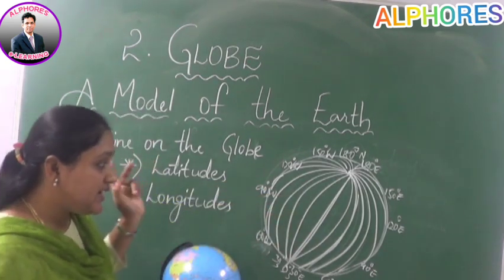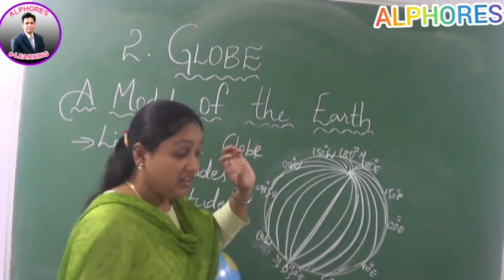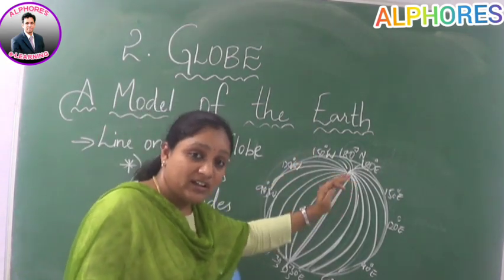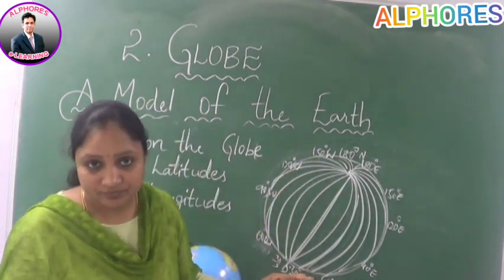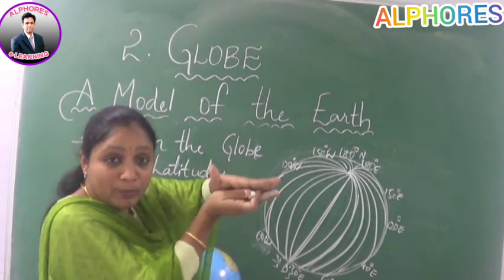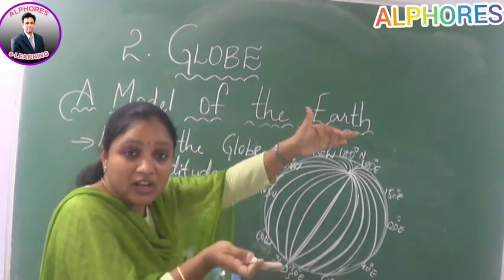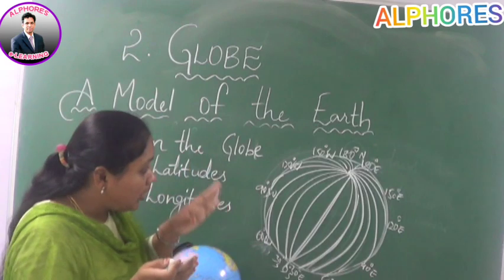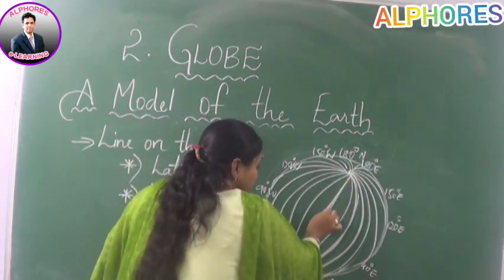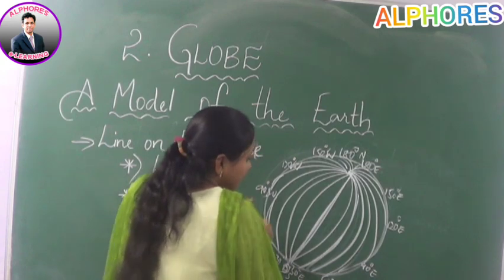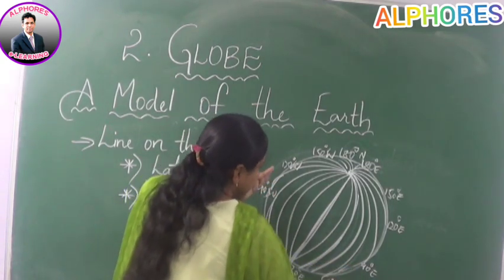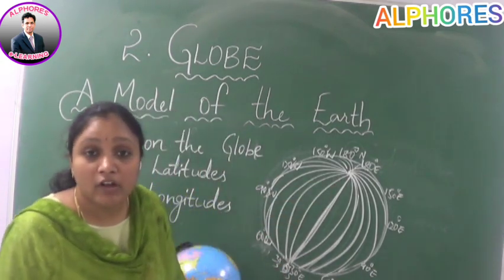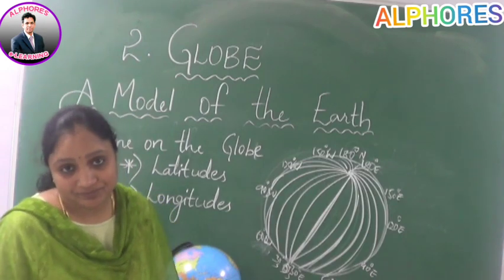As you have seen in the lines of latitude, we have divided the globe into two equal halves: the northern hemisphere and the southern hemisphere. Now what we are doing? With the help of this 0 degrees, we are separating the eastern side and the western side. So this 0 degree line, we call it the Greenwich line.